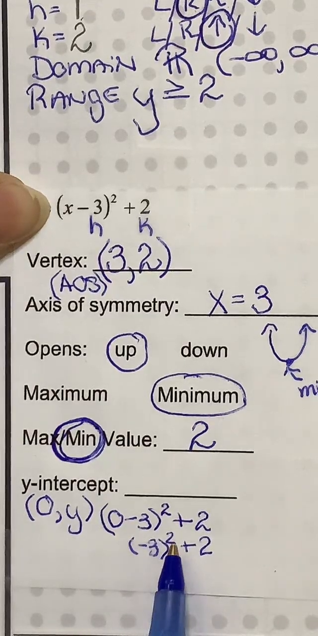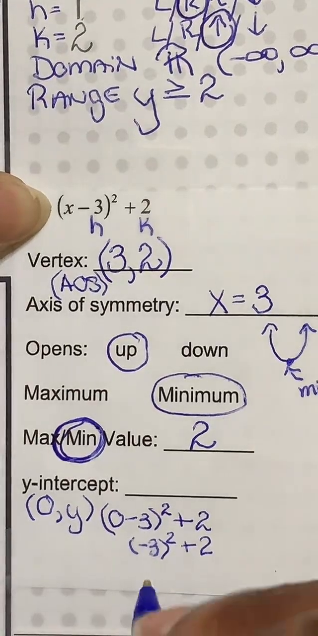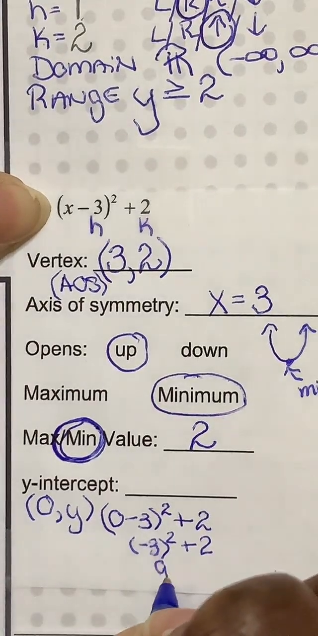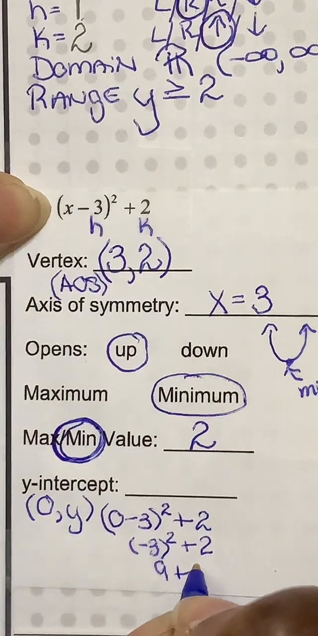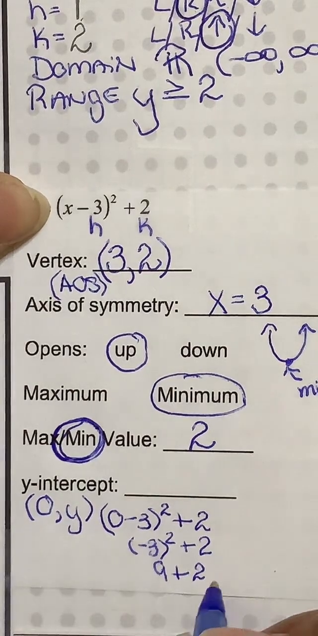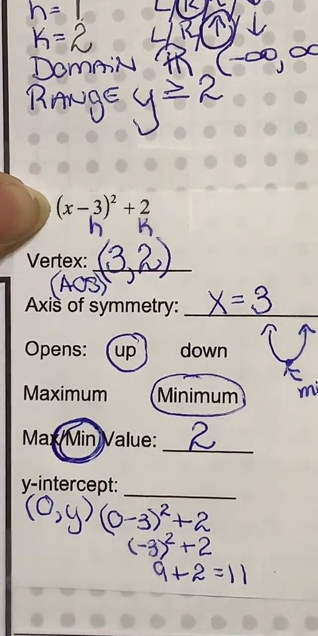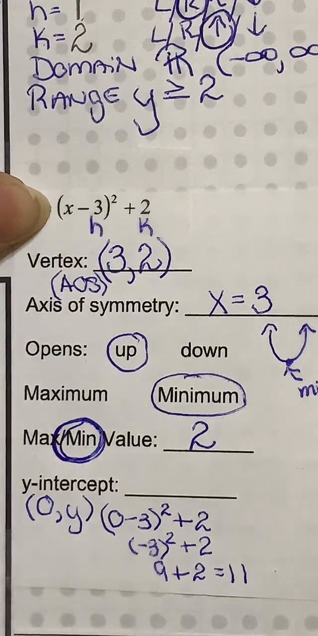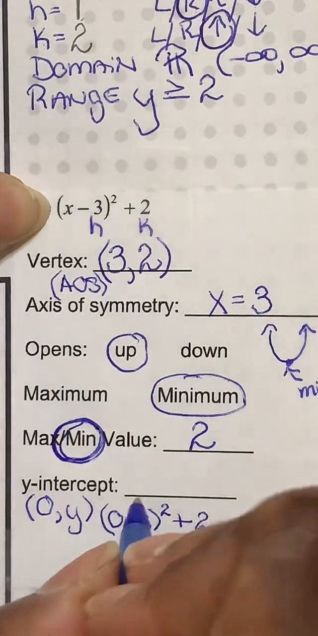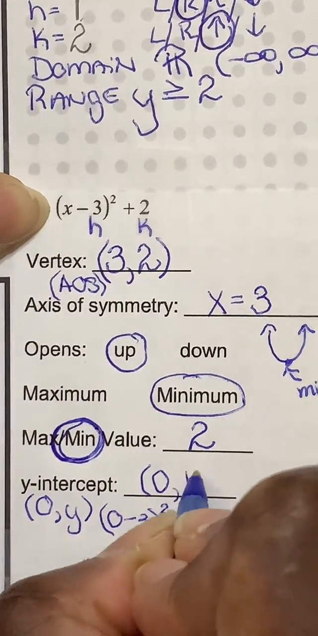So negative 3 squared, that's the same as saying negative 3 times negative 3, which gives me a positive 9. And bring down our plus 2. So 9 plus 2 will give us 11. So whoever said that originally, that my y-intercept was going to be 11, good job. So my y-intercept is (0, 11).